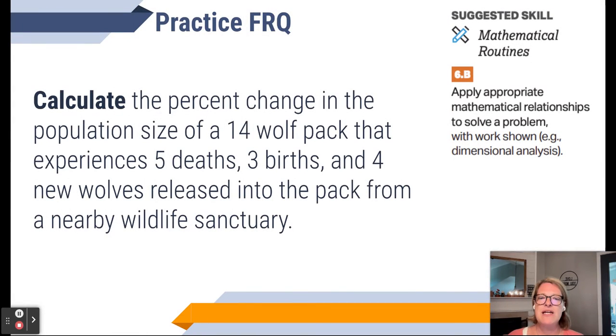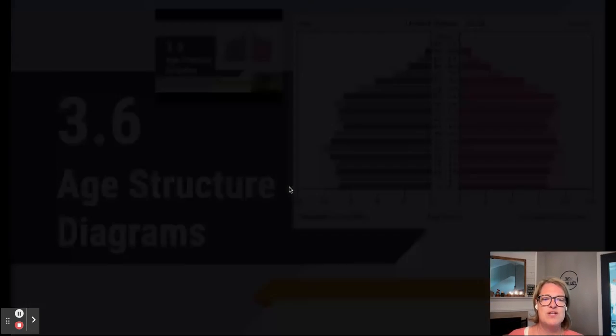So, all right, practice FRQ. Calculate, this is a percent change equation, and we should all know how to do that. But calculate the percent change in the population size of a 14 individual wolf pack that experiences 5 deaths, 3 births, and 4 new wolves released into the pack from a nearby wildlife sanctuary. Don't forget, you're calculating percent change, so you're going to have to do 2 equations. You'll do the equation I showed you on the previous page, and then you're going to run that through the percent change equation.